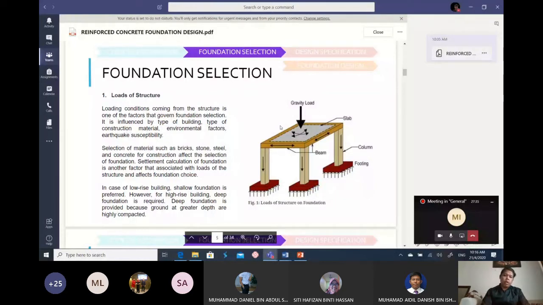So you have to be careful. Okay, and then in case of low rise, for example, shallow foundation is preferred. However, for high rise, deep foundation like piling and bored pile is required.